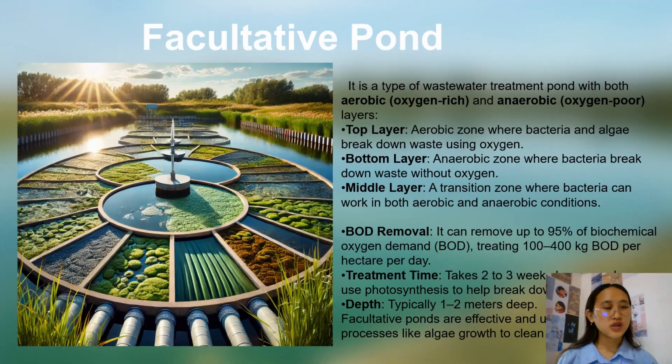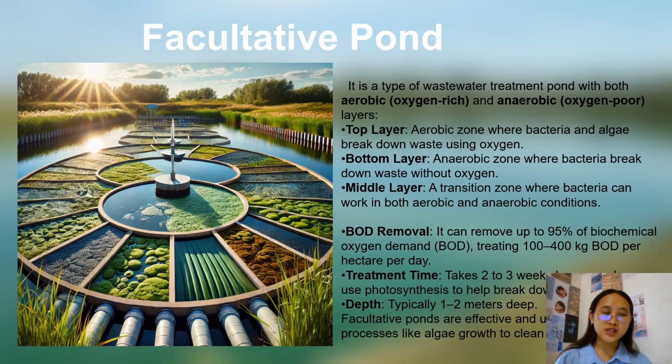So coming to facultative ponds, facultative ponds is a treatment with anaerobic and aerobic conditions. A typical pond is divided into an aerobic surface region consisting of bacteria and algae, and anaerobic bottom regions consisting of anaerobic bacteria, and a region in between, an aerobic and anaerobic condition where bacteria can thrive in both conditions.